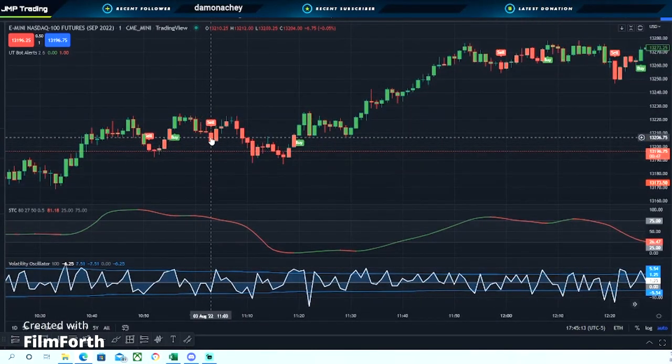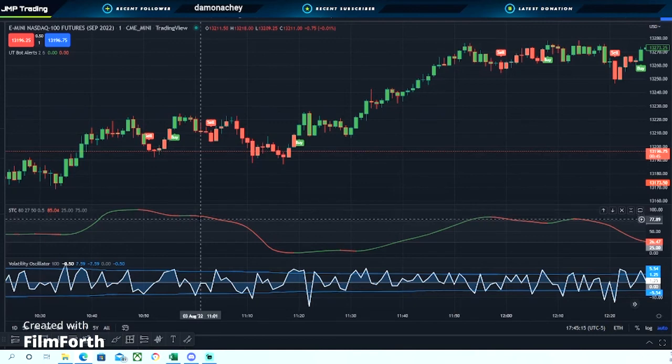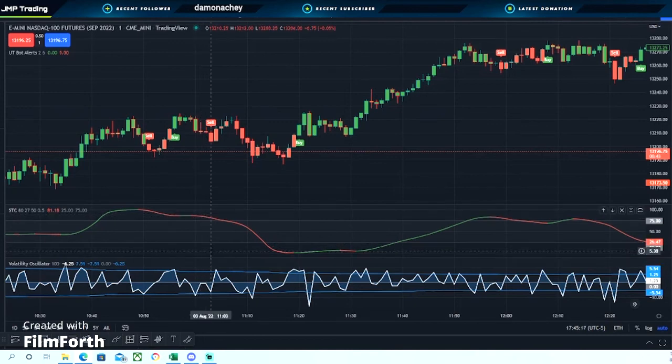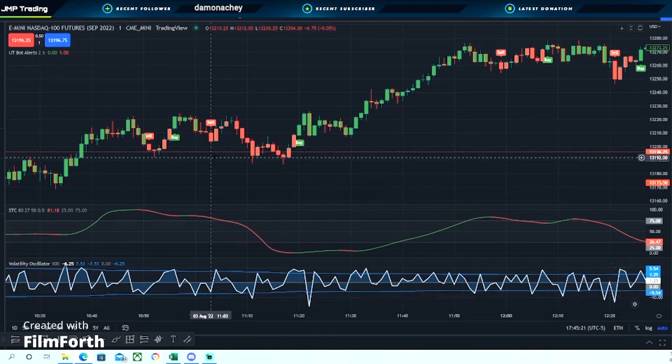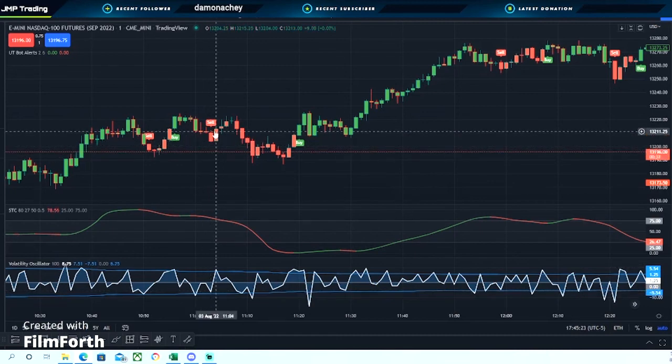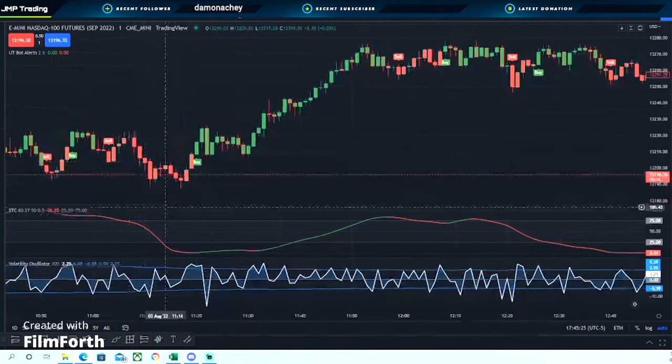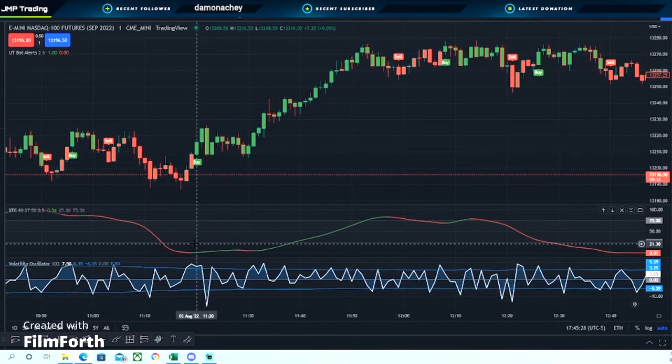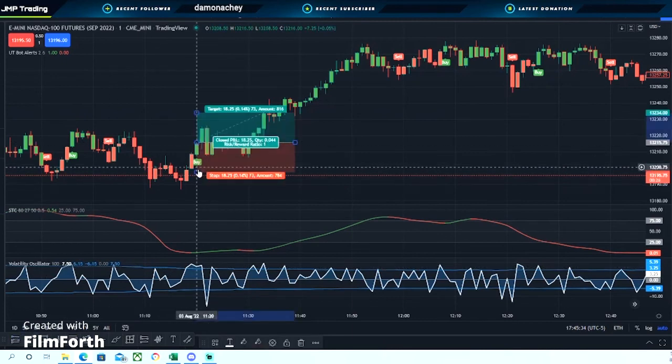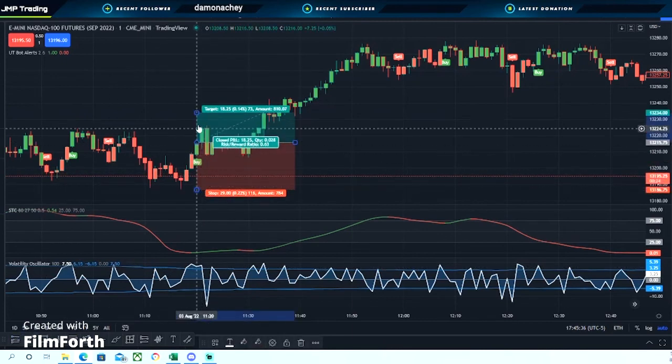Had another entry here. 2 conditions are met. The volatility oscillator did not confirm that signal, so we would not have taken that one and avoided a loss there as well. And then we turned around and had a buy signal here. All the conditions were met on this one. And this one would have turned out to be a winner.